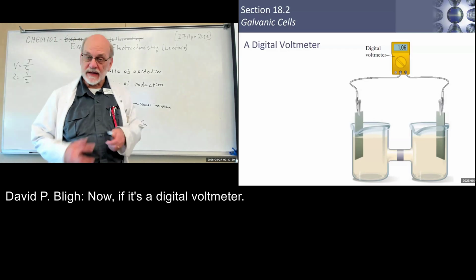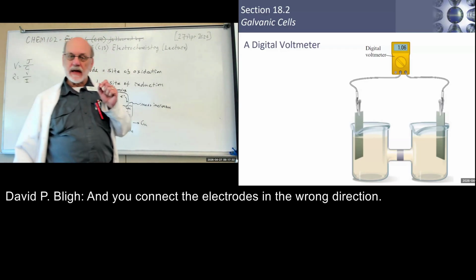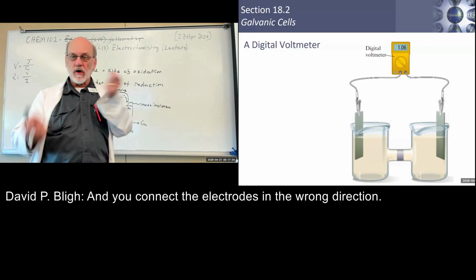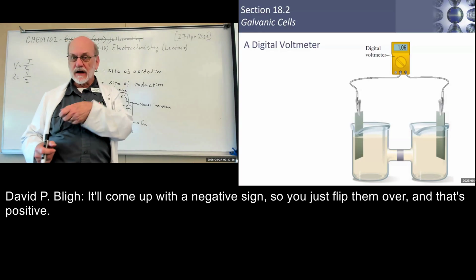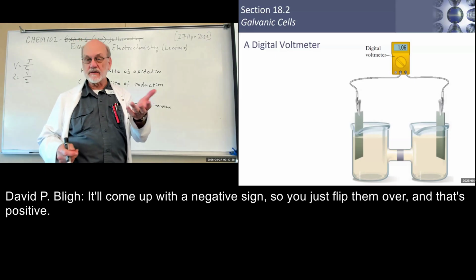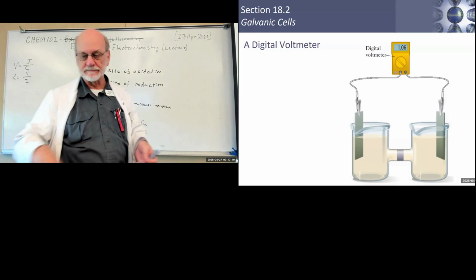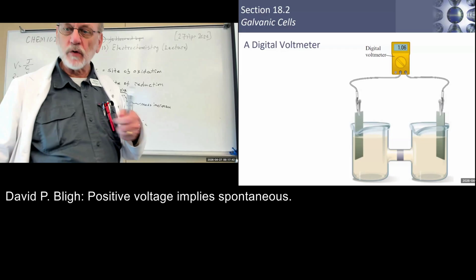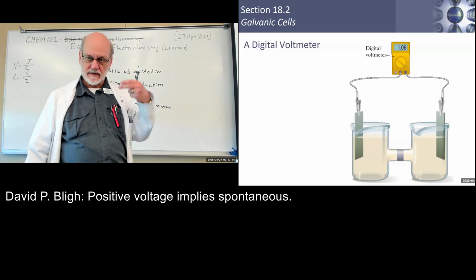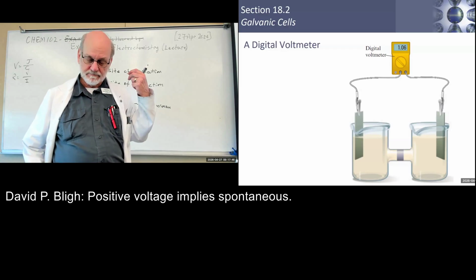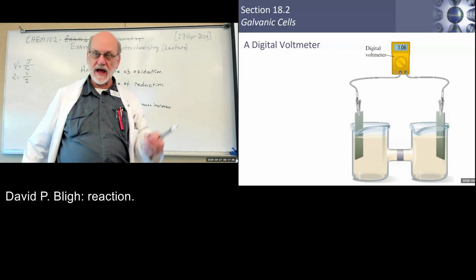Now, if it's a digital voltmeter, and you connect the electrodes in the wrong direction, it'll come up with a negative sign. So you just flip them over and that's positive. Positive voltage implies spontaneous reaction.